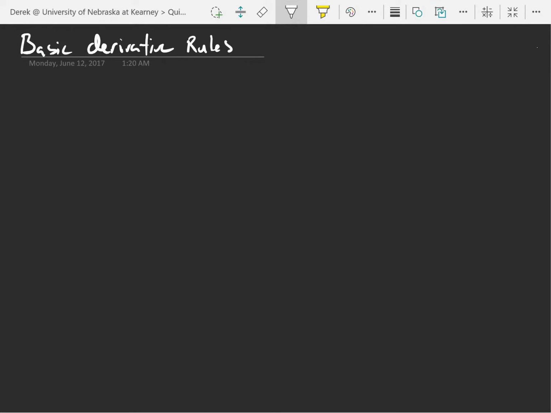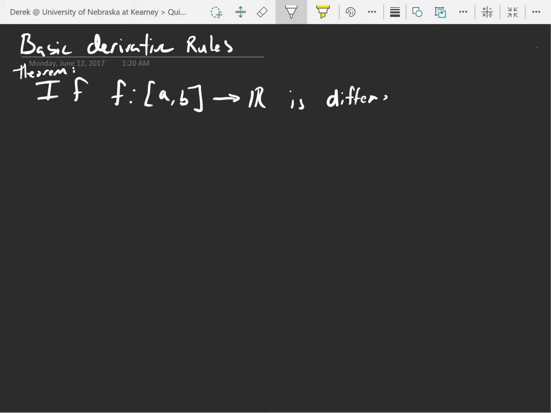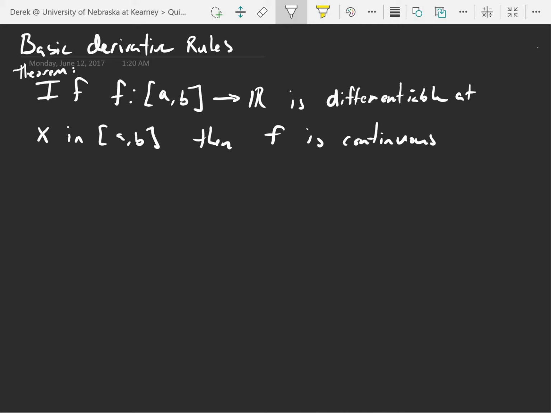Okay, I want to prove a couple basic derivative rules. So the first one is going to deal with continuity. First theorem: if f mapping (a,b) to R is differentiable at x in (a,b), then f is continuous at x. I want to prove this in two different ways.